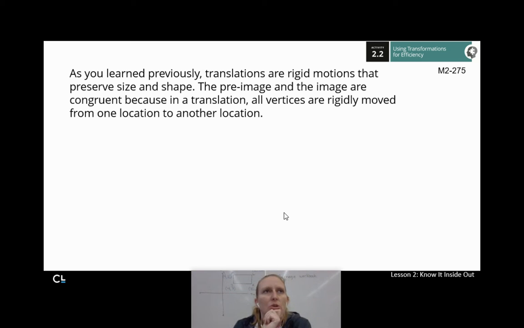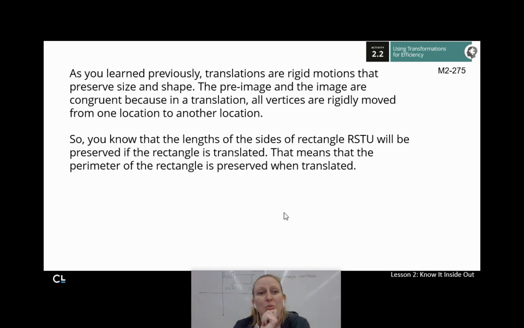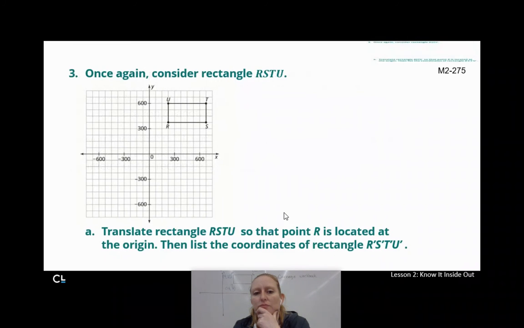So we haven't been encountering some issues with our rectangles, right? And actually even some triangles. The lengths of the sides of a rectangle RSTU will be preserved if the rectangle is translated. That means the perimeter of the rectangle is preserved as well. So I would like you to just take a moment, because we have some really big numbers here. Do you remember how much I love 0? Yeah, I love that origin. It's really easy to use things with 0. I would like you to translate this rectangle, RSTU.